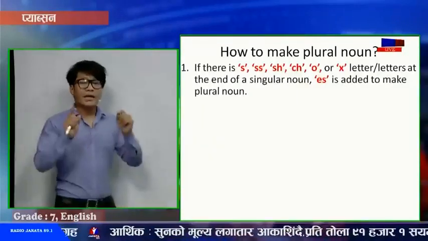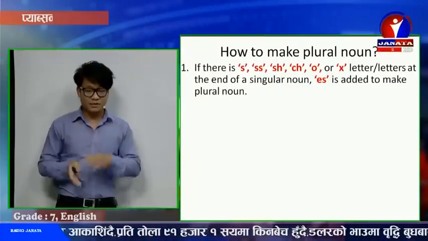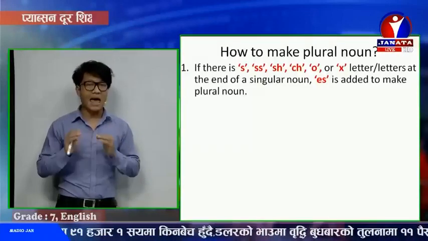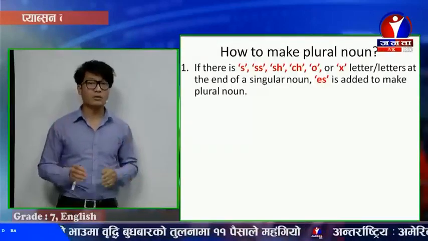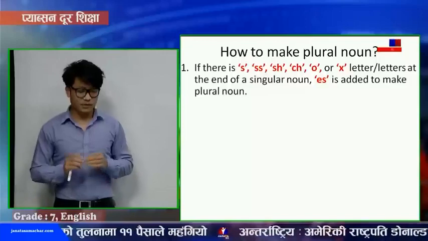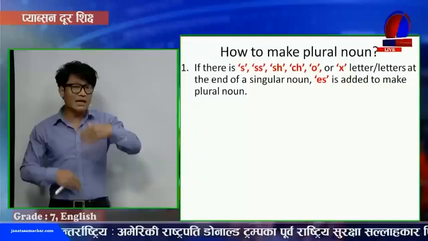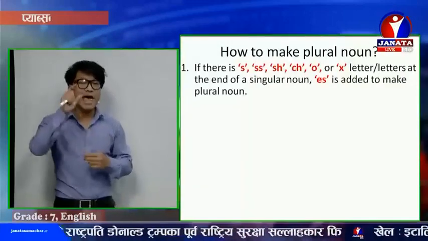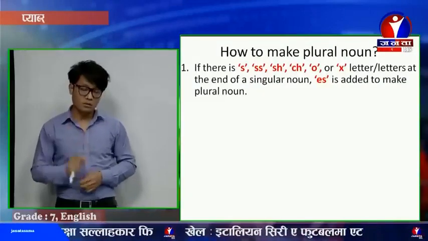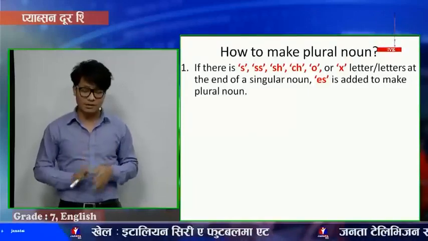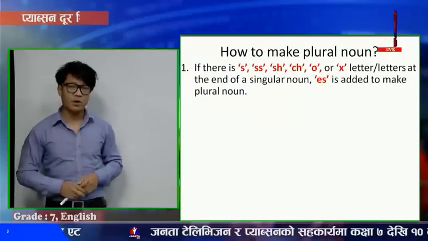See this. If there is s, ss, sh, ch, o, or x letter or letters at the end of a singular noun, es is added to make plural noun. Es is added to make plural noun. Let me repeat it. If there is s, ss, sh, ch, o, or x letter or letters at the end of a singular noun, es is added to make plural noun.